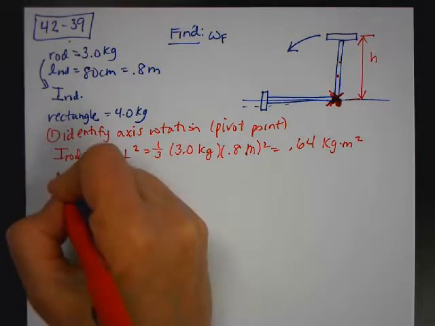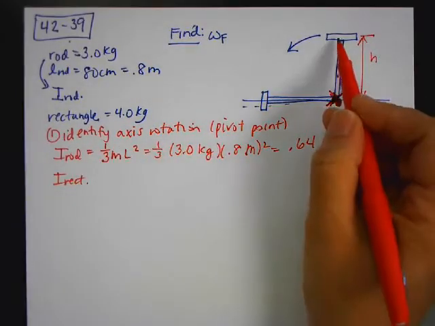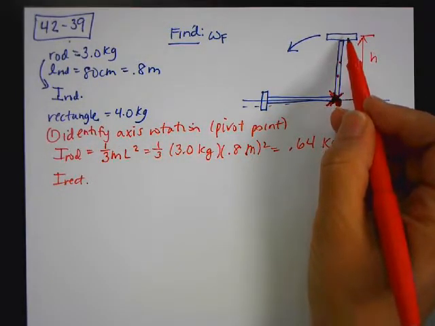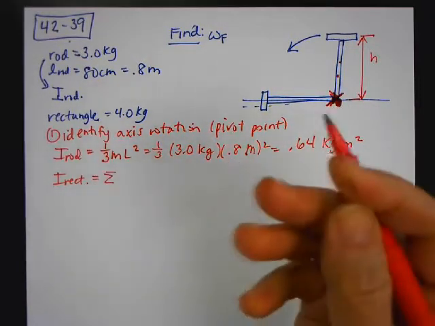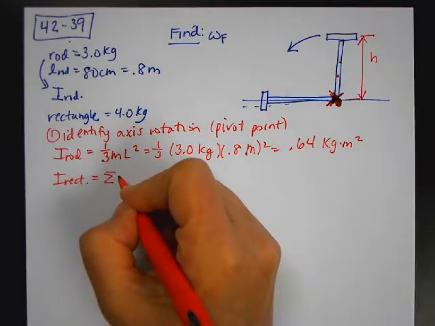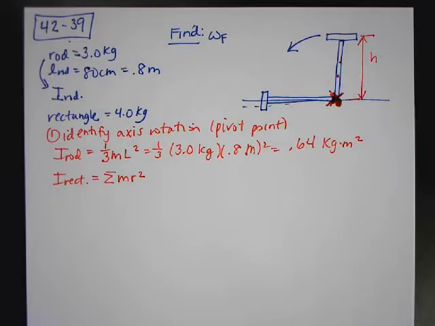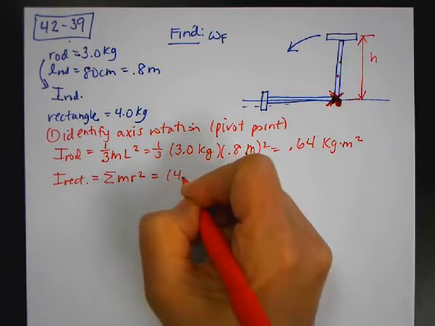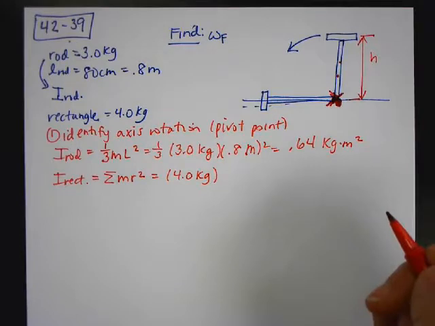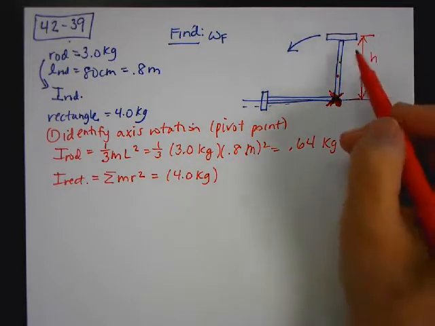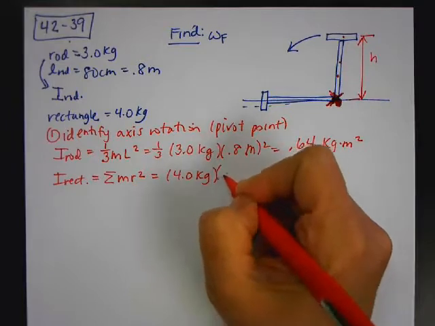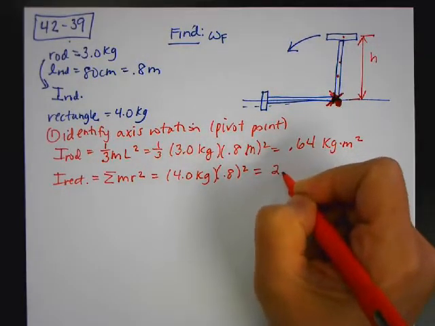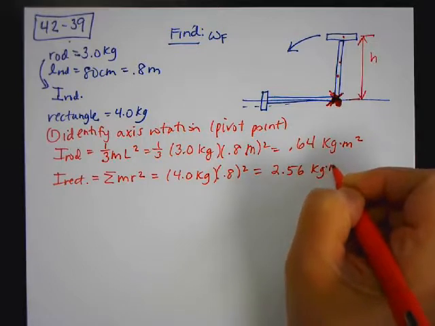Now I'm going to do the moment of inertia of the rectangle. Now remember, the rectangle has negligible dimensions. So when it has negligible dimensions, I'm just doing the same thing as for either a point mass or a system of masses, where I'm going to say it's a summation of mr squared, right? So it's going to be the mass, which is 4 kilograms, times the distance to the axis of rotation. The distance to the axis of rotation is from here to here, so that, again, is going to be 0.8 squared. So this one comes out to be 2.56 kilogram meters squared.